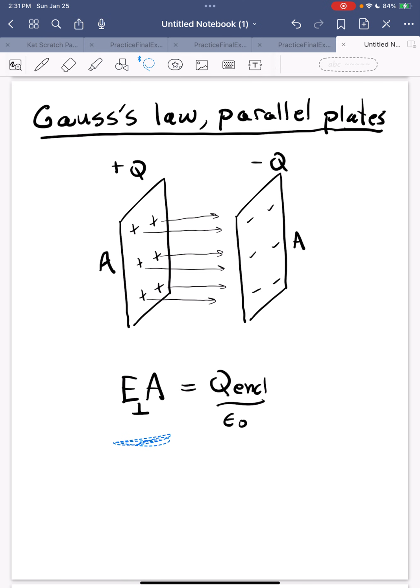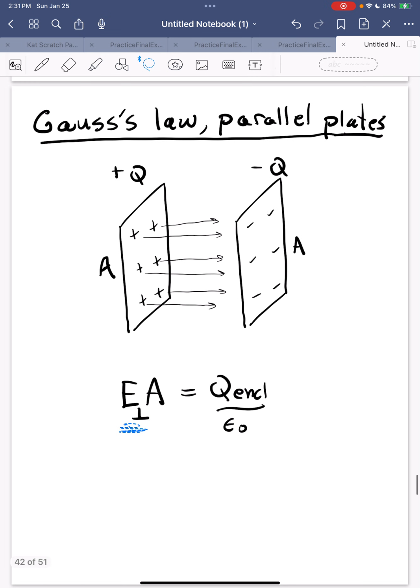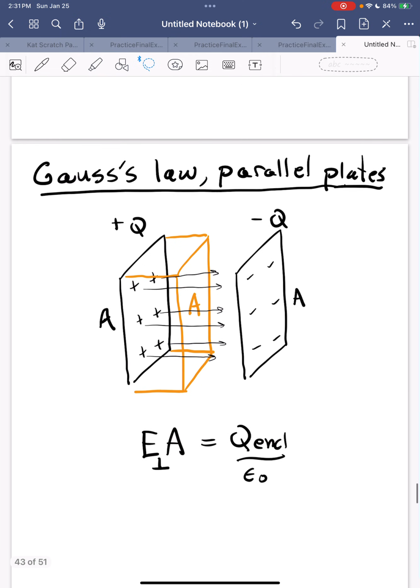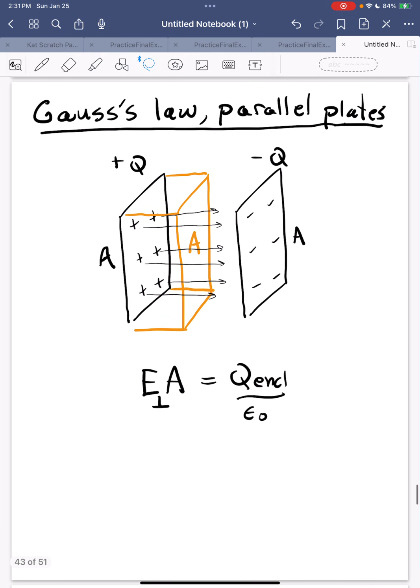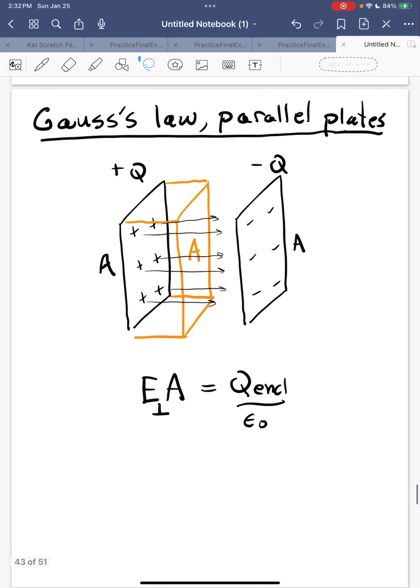So again, what we're trying to do is we're going to solve for A, we're going to divide both sides by A and get E by itself on the left-hand side of the equation, and we'll get a formula for the electric field between the plates. So let's do this. So we've got to pick a Gaussian surface. So how do we do this? We can pick a Gaussian plane like this, okay? So it's a plane such that every one of those field lines intersects the plane at 90 degrees.